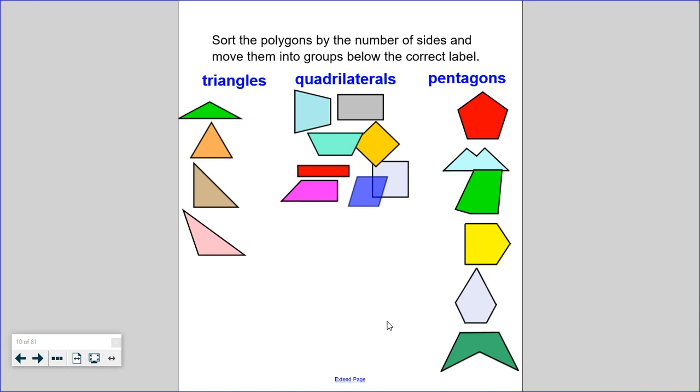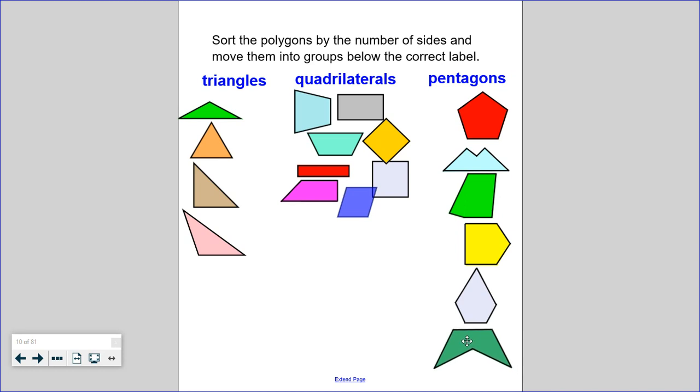I sorted them into a triangle group, a quadrilateral group, and a pentagon group. I won't make you sit and watch me do that one more time. These are all triangles because why? They all have 3 sides and they all have 3 angles. These are all quadrilaterals because they all have 4 sides and 4 angles. And these are all pentagons, even though some of them are kind of funny looking, because they all have 5 sides and 5 angles.